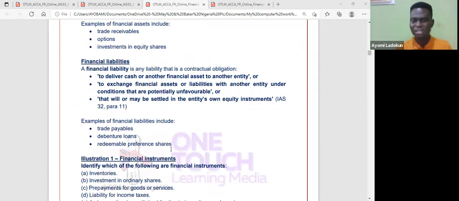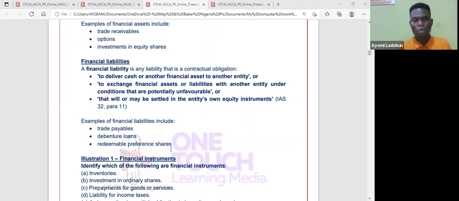Then a financial liability is any liability that, you have a contractual obligation to deliver cash or another financial asset to another entity. So we have a contractual obligation to deliver cash or another financial asset to another entity, or I can exchange financial asset or liability with another entity under conditions that are not favorable to me. If it is favorable, it is financial asset. If it is not favorable, it is financial liability.